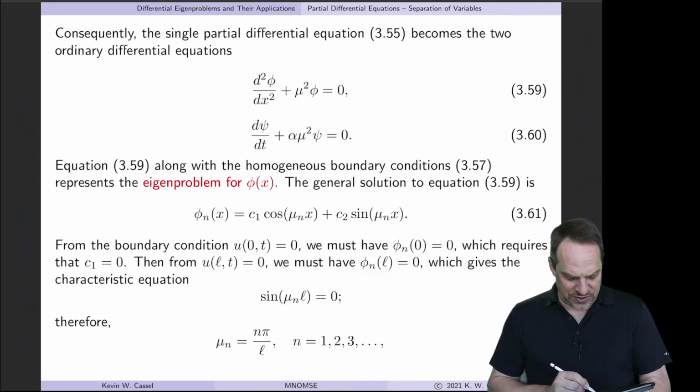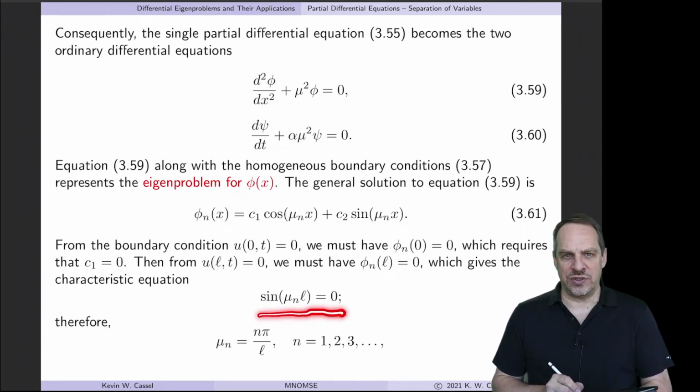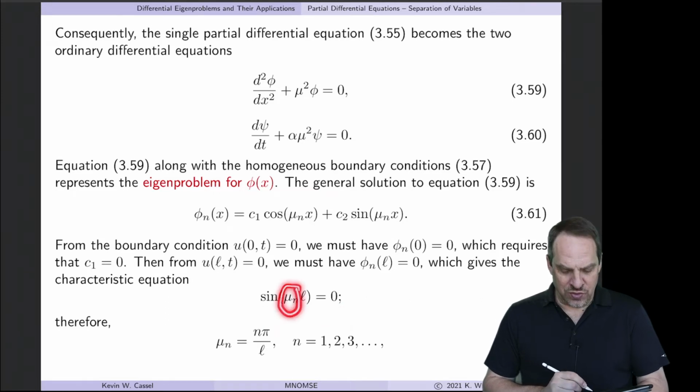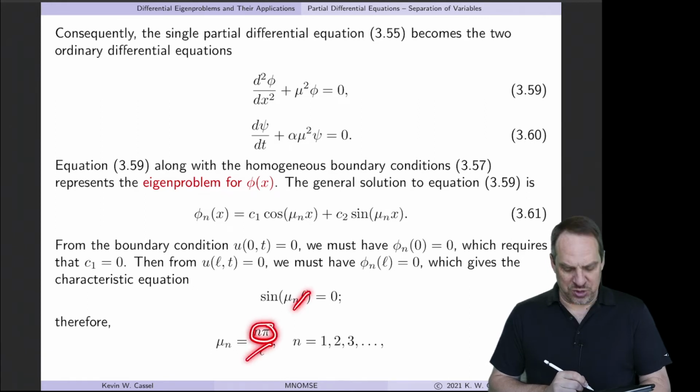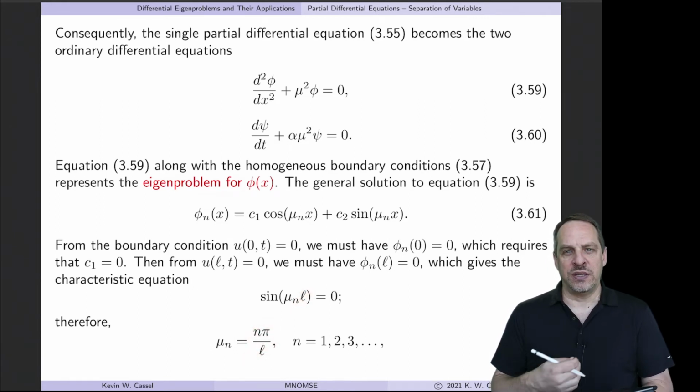And that gives us our characteristic equation: sine of mu times L is equal to 0. So the values of mu for which that's true are n pi over L. The L's cancel, and you have an integer multiple of pi. Sine of an integer multiple of pi is 0.